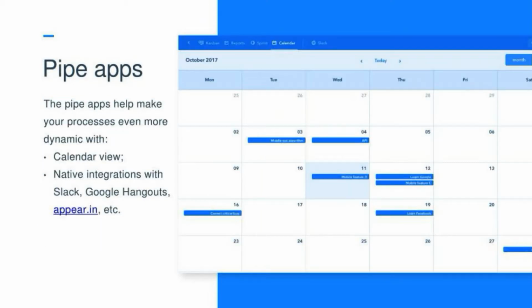The pipe apps help make your process even more dynamic. The one we're going to talk more about today is the calendar view that displays all your cards that have a due date set in a calendar view. So it switches from the Kanban view to the calendar, so you can see which are the due dates of the cards in your pipeline. We're also going to mention native integrations with Slack, so you can set up an integration that sends notifications to your Slack channel whenever a specific action happens in your sales pipeline, and also to Google Hangouts.